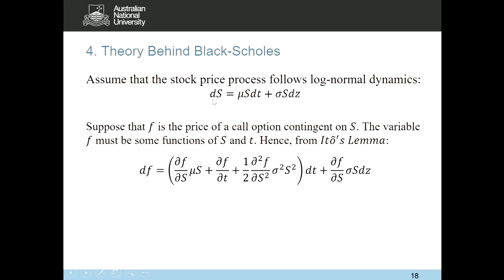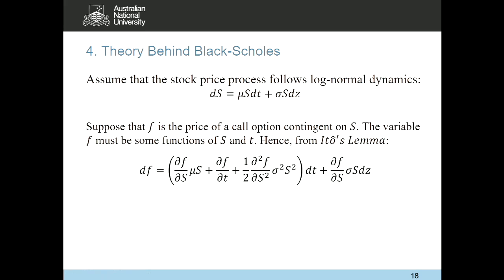This equation is most widely used in the finance literature. The variable mu is the stock's expected return, and sigma is the volatility. And this dz, as I mentioned earlier, you can regard as adding noise to the path followed by the stock price. The noise is determined by the size of the standard deviation, sigma.